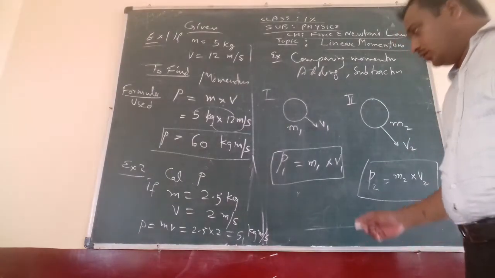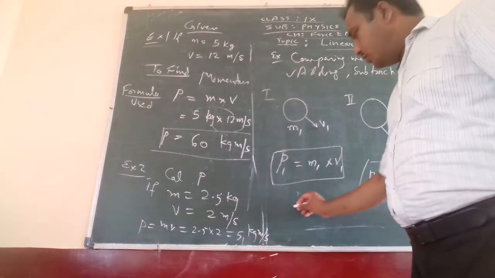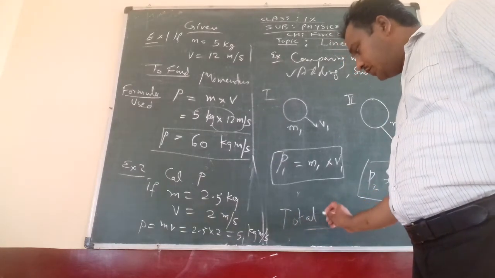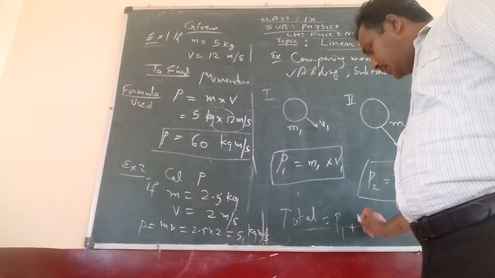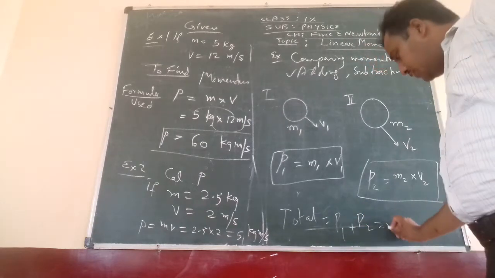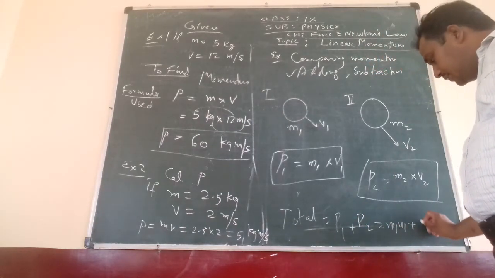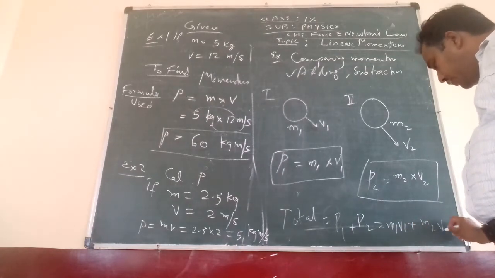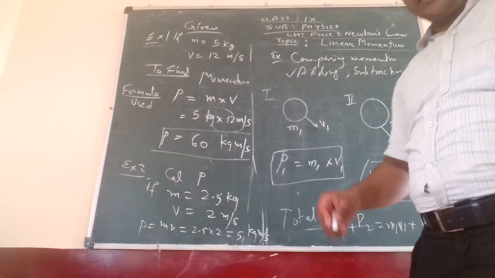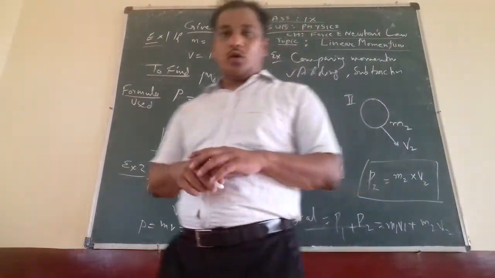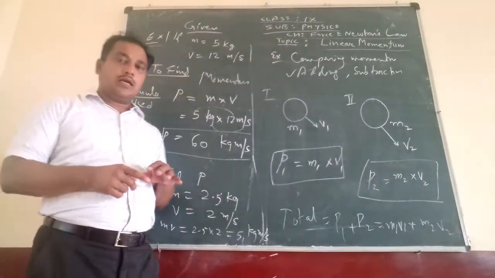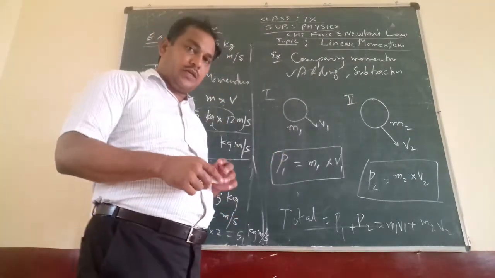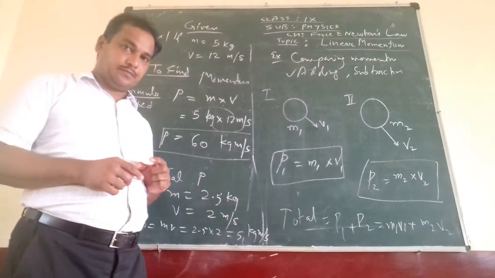Right? So if you have to add, then you will be doing totaling. Total momentum will be how much? It is equal to p1 plus p2, which is equal to m1 v1 plus m2 v2. So like this you can easily add the momentum of two objects, or more than two objects, and subtract also. You can do mathematical operations also as per the requirement of the question.